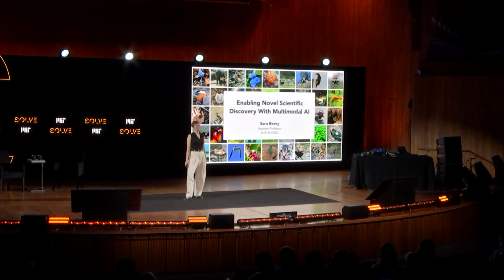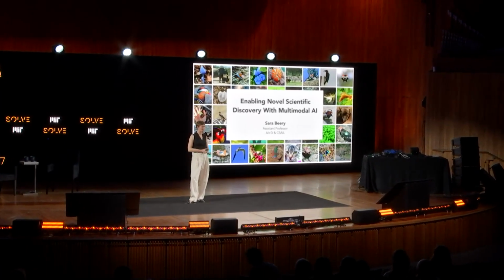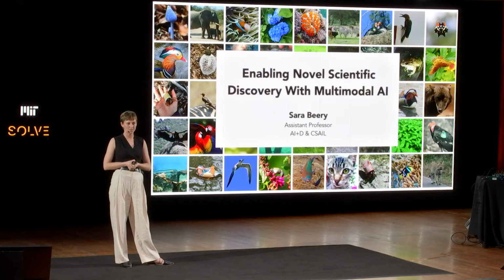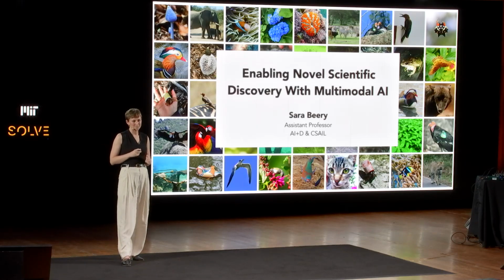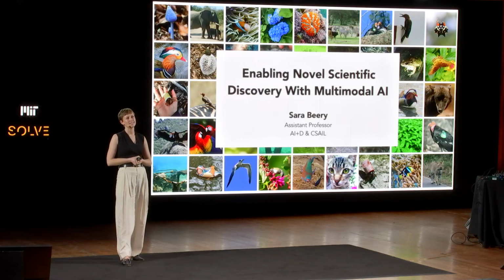Hello, everyone. Like was just said, my name is Sara Beery. I'm an assistant professor here in the AI and decision-making department. But my research and my group's research really tries to think about what I'm sure all of us are aware is a huge ongoing challenge, which is global biodiversity loss. So we're currently in what's being deemed the 6th mass extinction of biodiversity.